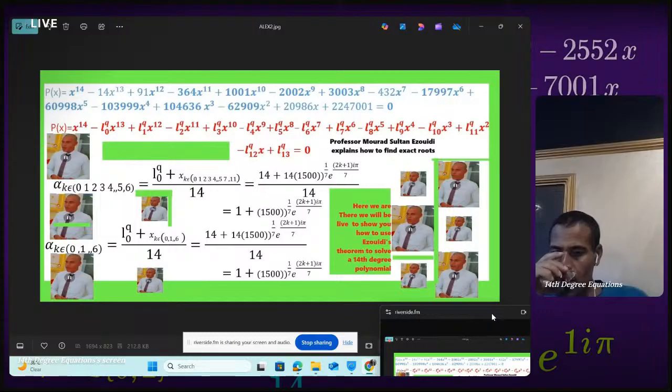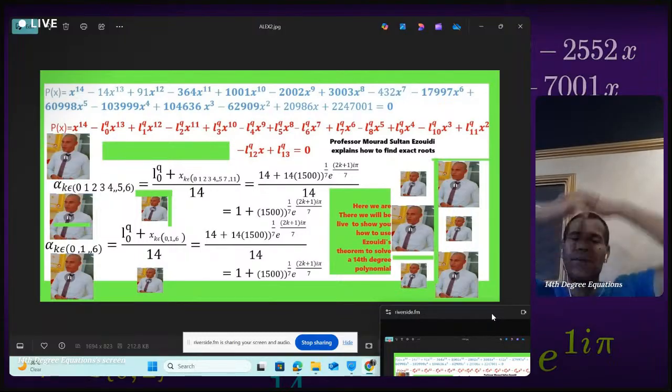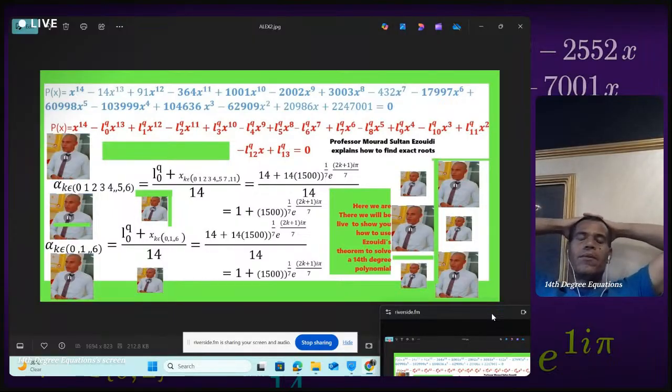Listen to this polynomial, P(x) equals, okay, deep breath, x to the 14th minus 14x to the 13th plus 91x to the 12th, keeps going, minus 364x to the 11th plus 1001x to the 10th minus 2002x to the 9th plus 3003x to the 8th. And it doesn't stop there. And so on, down to plus 2,247,011 equals 0.